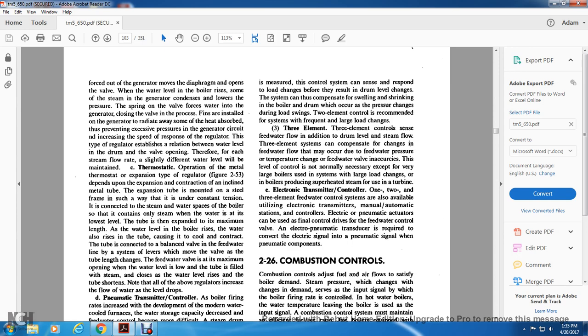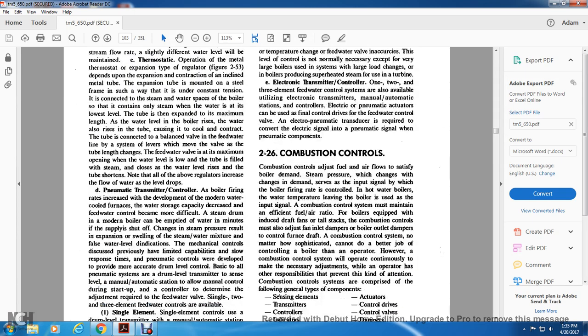Electronic transmitter control. One, two or three element feed water control systems are available using electronic transmitters, manual automatic stations, and controllers. Electro-pneumatic actuators can be used for the final control device of the feed water control valve. An electro-pneumatic transducer is required to convert the electrical signal into a pneumatic signal when using pneumatic components.